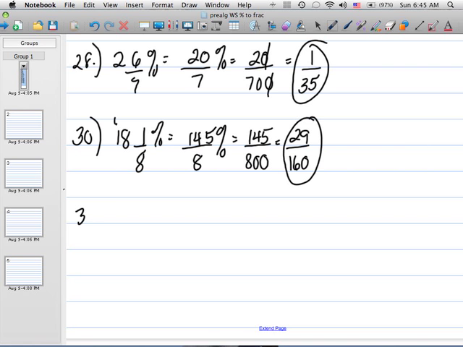The rest of the problems have 2 answers each. So 32, I have the decimal 0.5. If I'm given the decimal, I've got to find the percent and the fraction. The percent would be, the fraction would be 1/2.